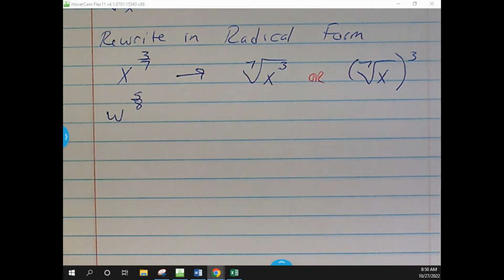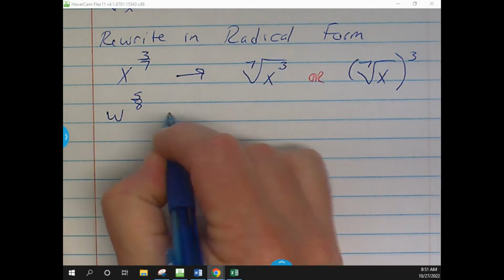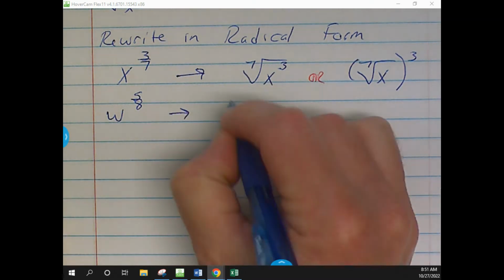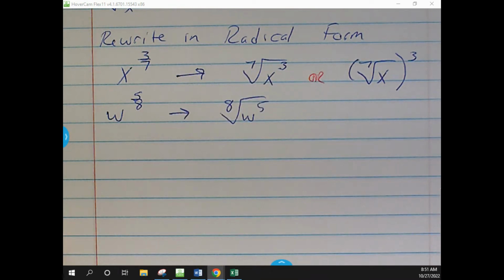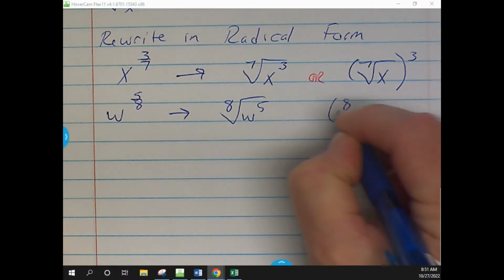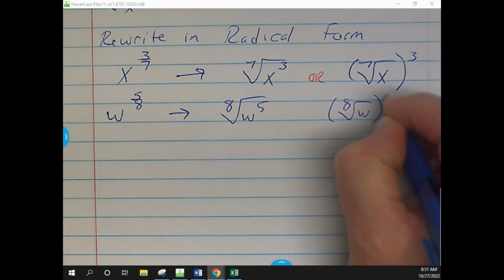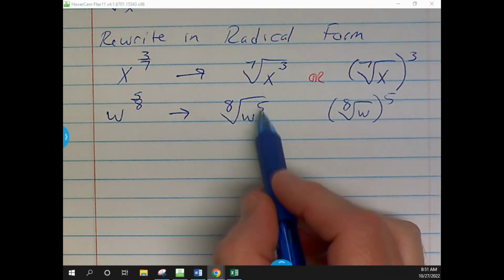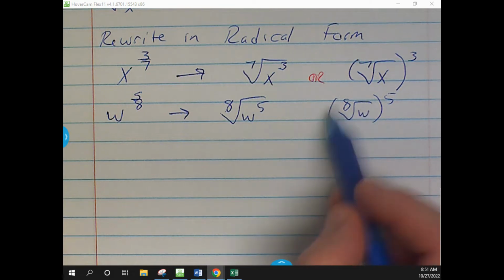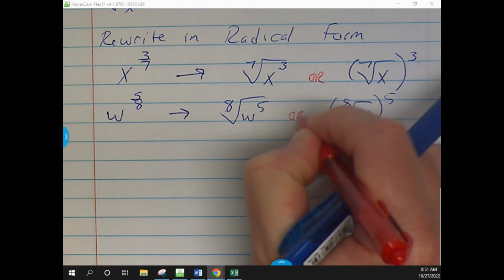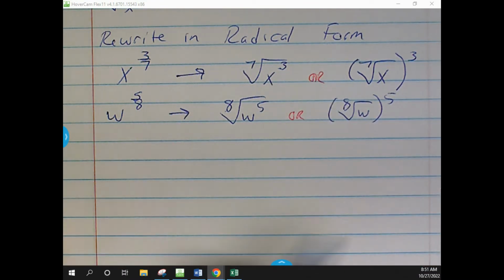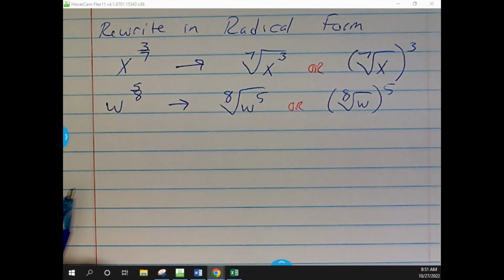So if it's w to the 5/8 power, that's the eighth root of w to the 5th power. Or again, it could be the 8th root of w and then the 5th power. So in this one you're doing the 5th power first and taking the 8th root of it. In this one you're taking the 8th root first, and then taking that to the 5th power. There's not really a right or wrong way. It's just a matter of which one you can work out a little bit easier.